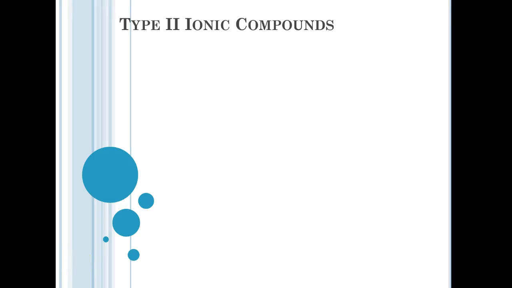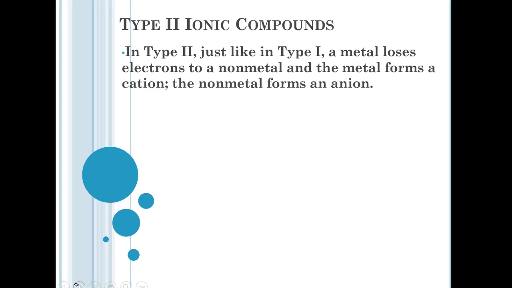Okay, so type 2 ionic compounds are very similar to what we just did. I don't care if you know that they're called type 2 ionic compounds or type 1 or anything like that. That's not important to me. What's important to me is being able to figure out how to make them work. So in type 2, just like in type 1, you've got a metal, loses electrons, becomes positive, and the metal forms a cation. The nonmetal gains the electrons, becomes negative, and they're attracted to each other.